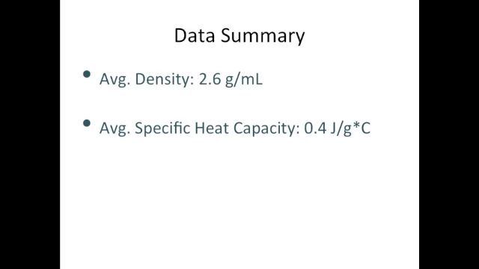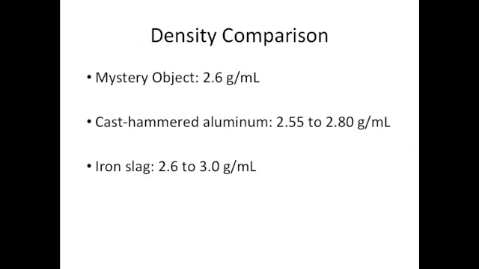Overall, the average density found was 2.6 grams per milliliter. The average specific heat capacity was 0.4 joules per gram degree Celsius. According to Reed Advanced Materials, the density of cast hammered aluminum ranges from 2.55 to 2.80 grams per milliliters. However, the density of an iron slag is very similar, 2.6 to 3.0 grams per milliliters. The mystery object's density of 2.6 falls into both categories. Moreover, it was a precise value as all 3 trials yielded that number.